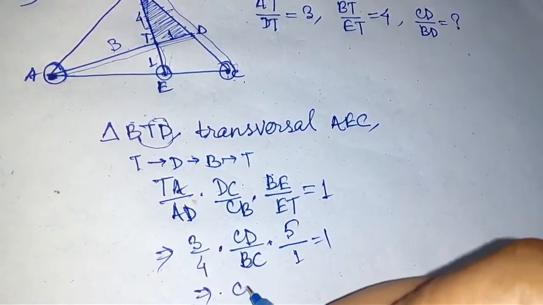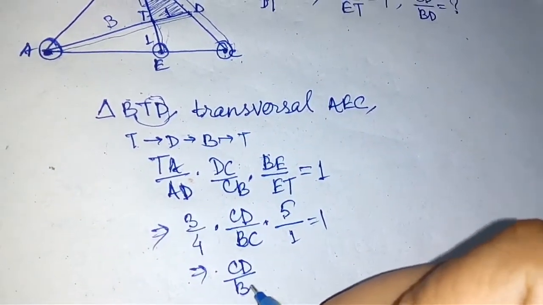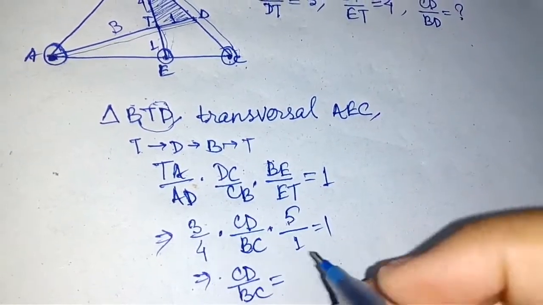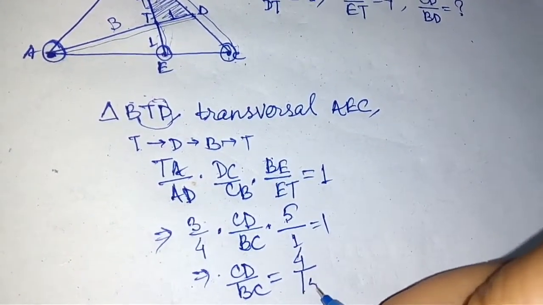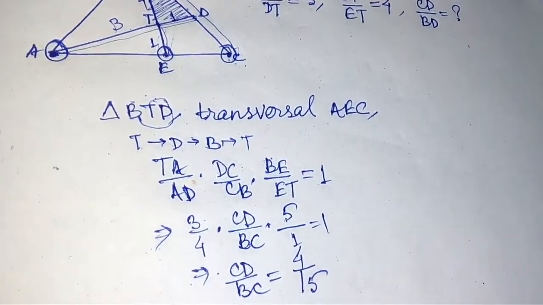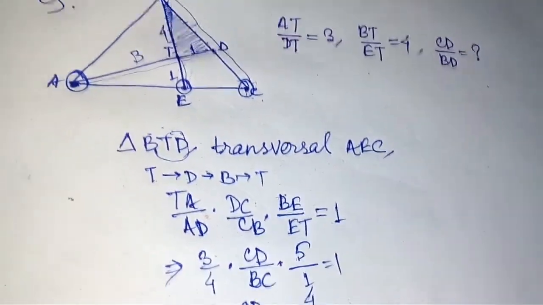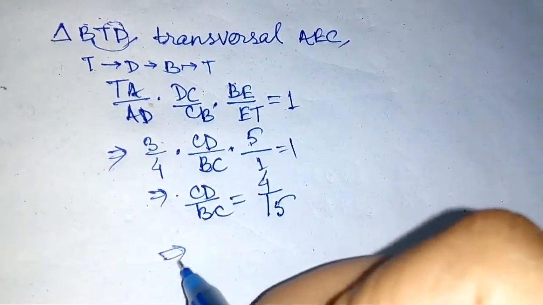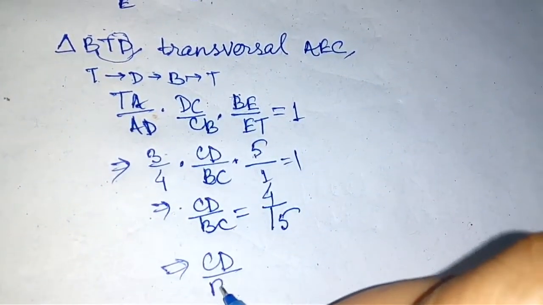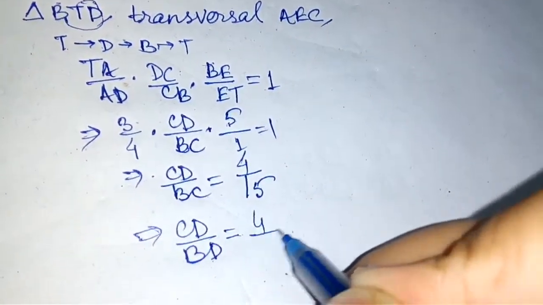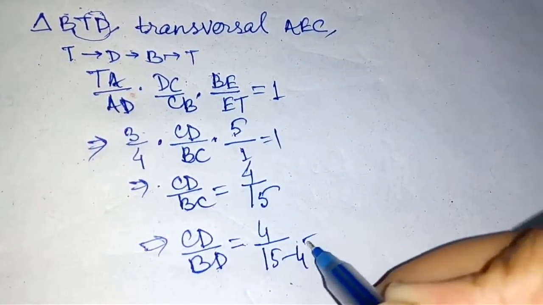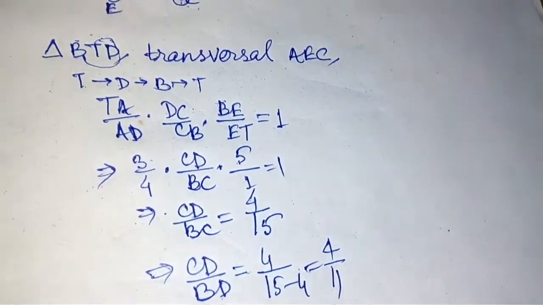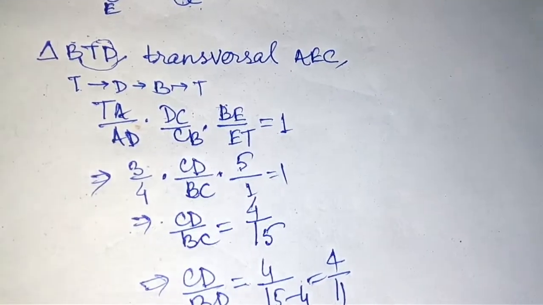So what we get is that CD by BC equal to 4 by 15, right? 4 by 15. Now we have to find CD by BD. So we have to subtract this. CD by BD equal to 4 by 15 minus 4 equal to 4 by 11, and 4 by 11 is our answer.